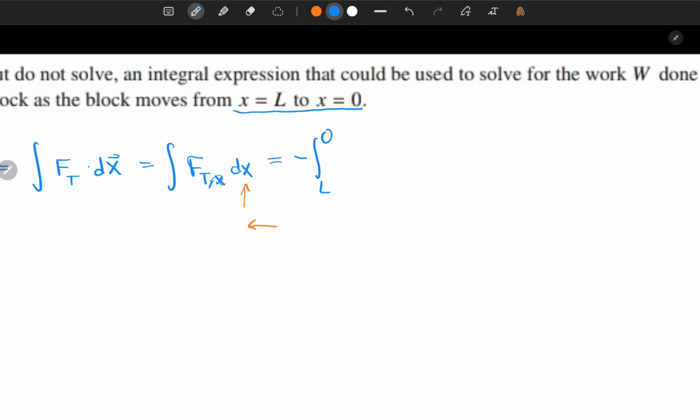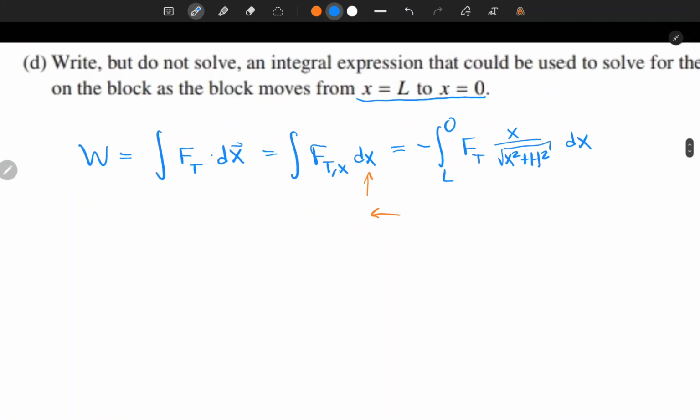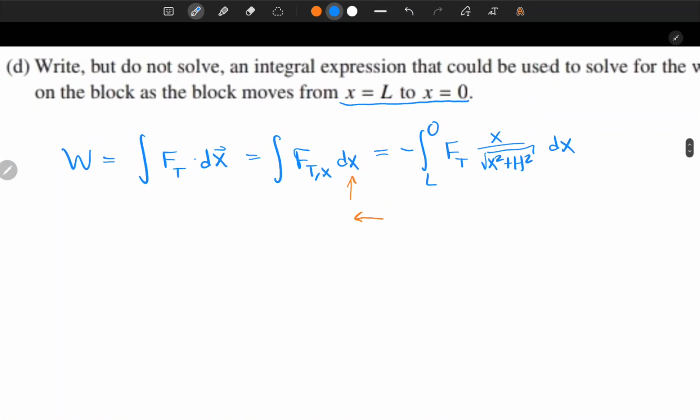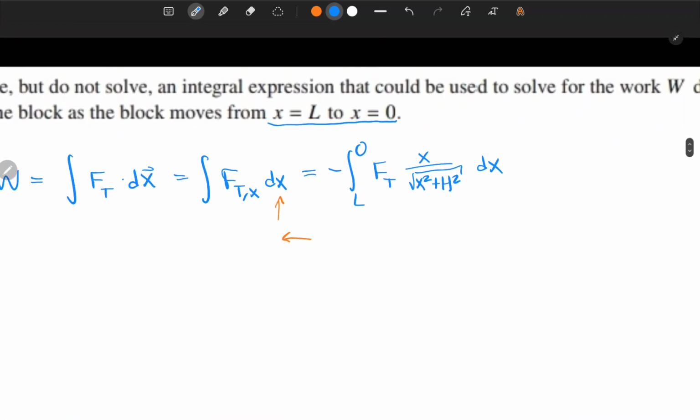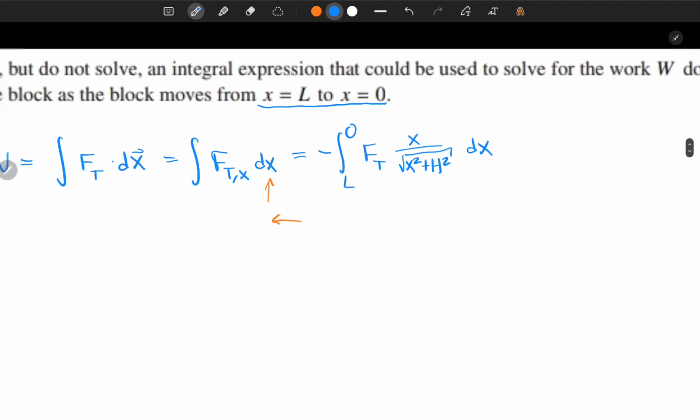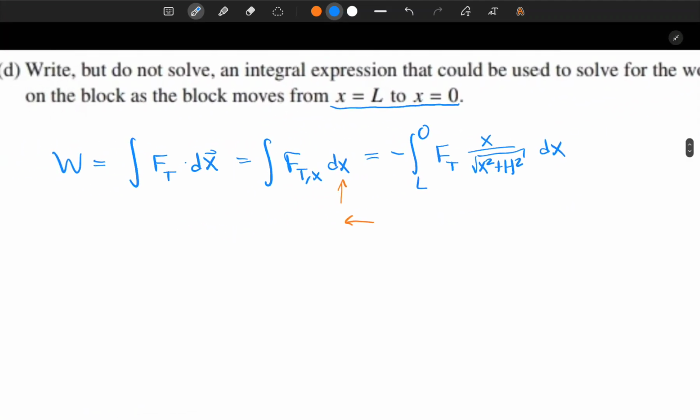And we just plug in for the x component of the tension, which is Ft times x over the square root of x squared plus h squared, dx. And this is the integral which in principle one could solve to find the work done by the string on the block.